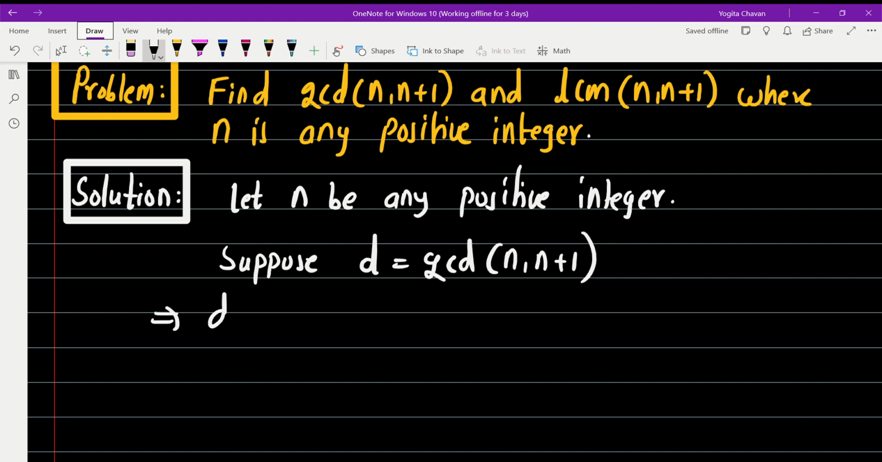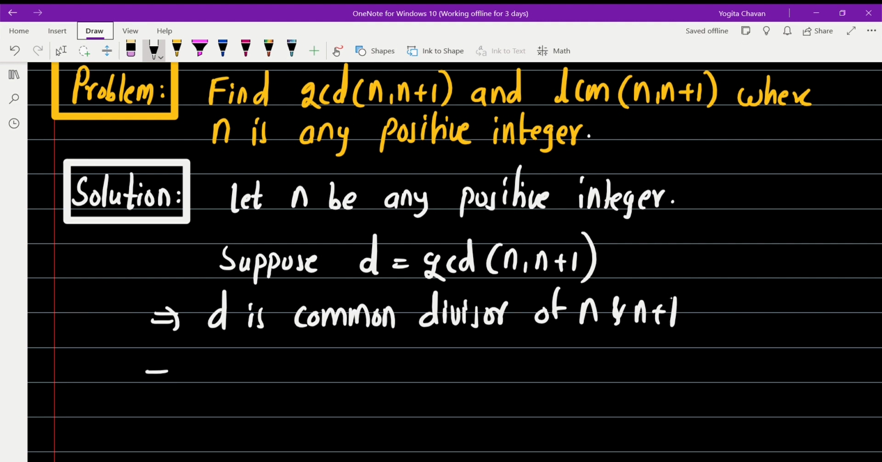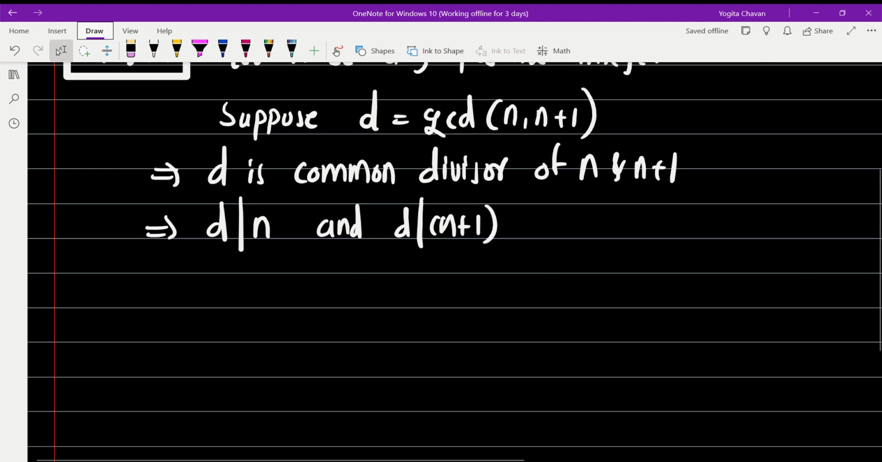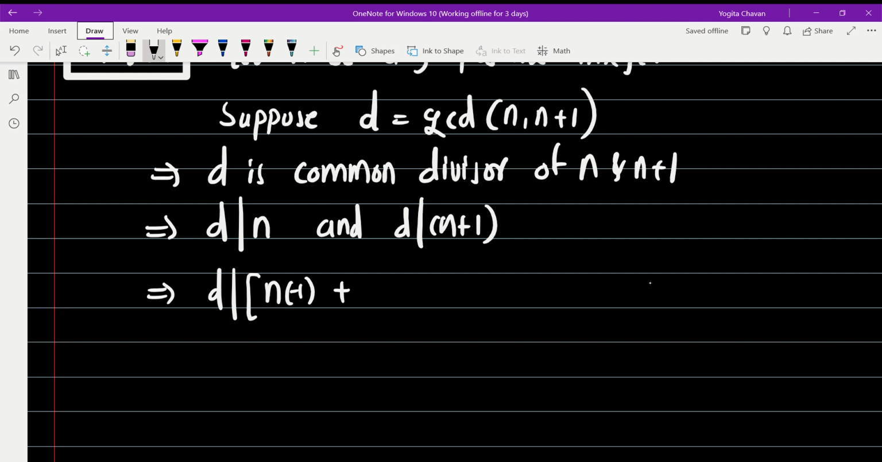This implies D is a common divisor of n and n plus 1. So this implies D divides n and D also divides n plus 1 because it is a common divisor. So it divides both the numbers. Now D divides n plus 1. This implies D divides n into minus 1 plus n plus 1 into 1.